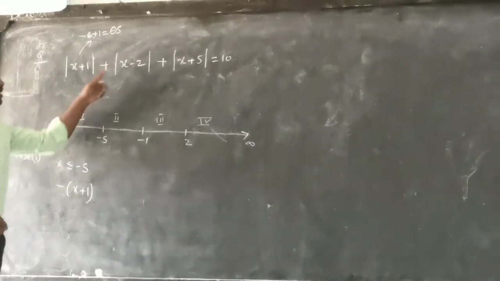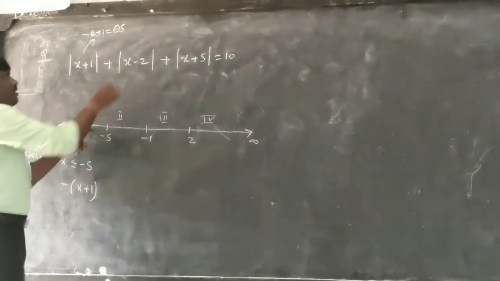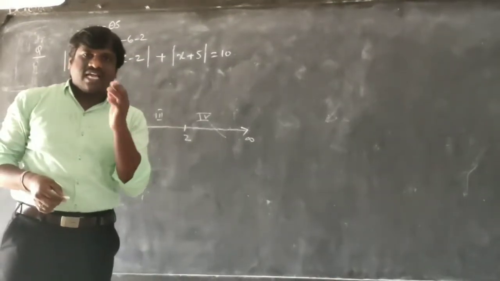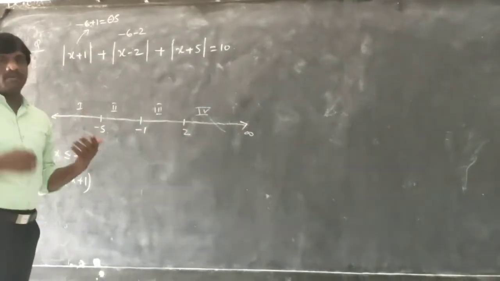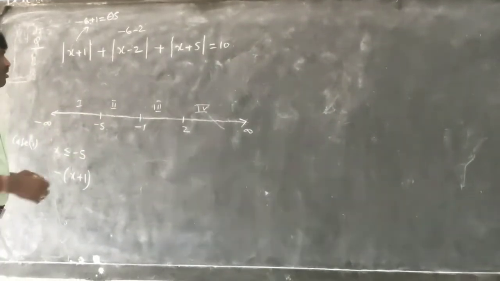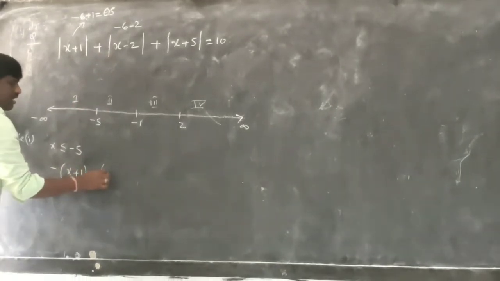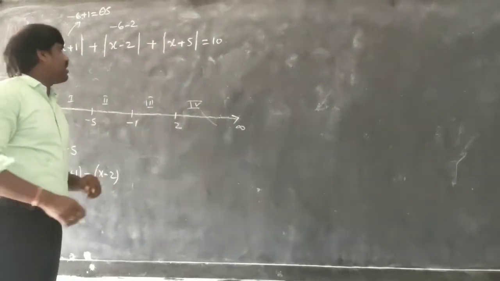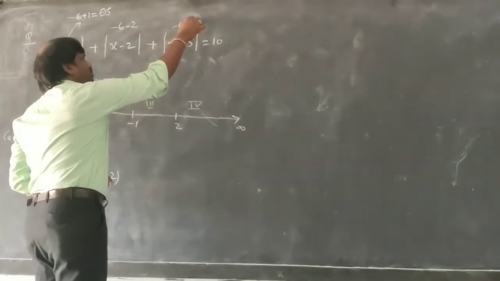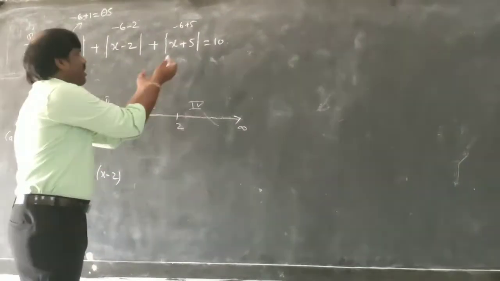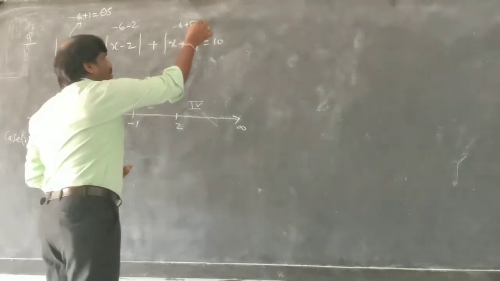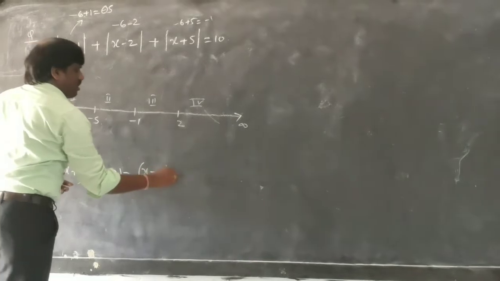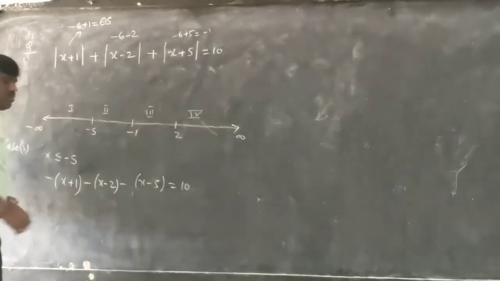After that, keep the same minus 6 here. Minus 6 minus 2 is how much? Minus 8, which is negative, so this modulus will open negative. Now take minus 6 plus 5, how much? Minus 1, a negative number, so it opens negative. So all of them will open with negative signs, equal to 10.